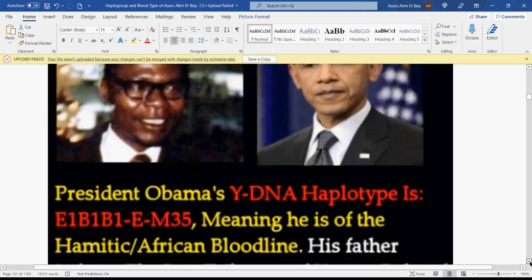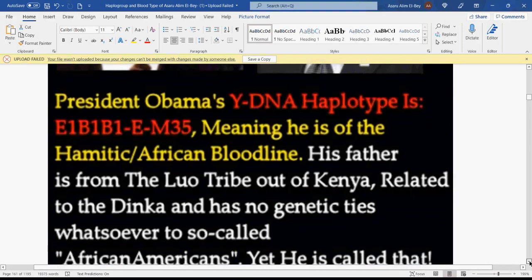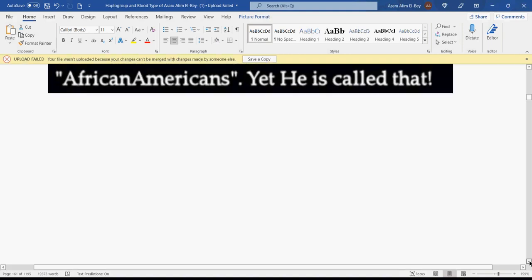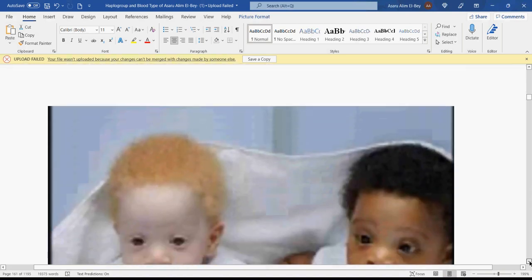Your favorite president, Barack Obama, Y-DNA haplogroup is E1B1B1. Meaning that he is of the Hamitic African bloodline. His father is from the Luo tribe out of Kenya, related to the Dinka. And he has no genetic ties whatsoever to so-called African Americans. Yet he is called that. And we don't even like using that term either.